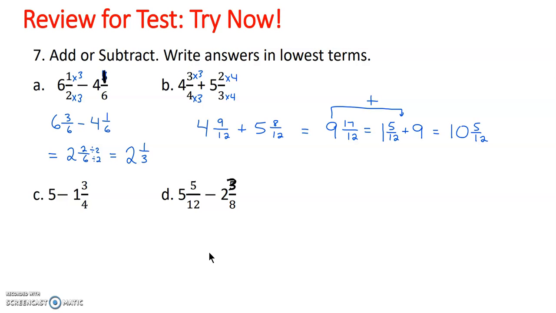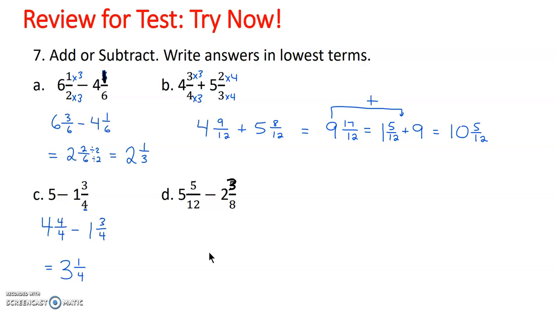For C, I have a whole number minus a mixed number. This is when I need to borrow. I'm going to take 1 away from the 5, 4, and I'm going to create the fraction using the denominator. So another whole 1 is 4/4 minus 1 3/4. Now I'm ready to go. 4 minus 1 is 3. 4 minus 3 for my numerator is 1/4.